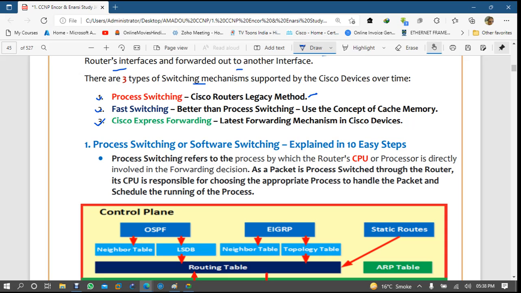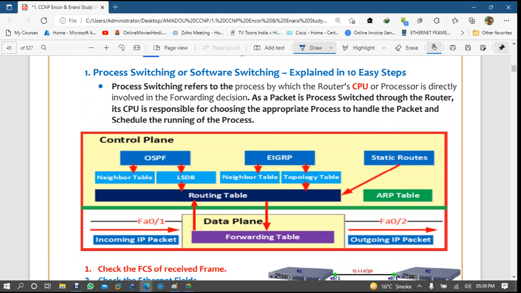So process switching is the oldest method, then fast switching came, which is better than process switching and uses the concept of cache memory; we will come to know it in detail. And nowadays we are using Cisco Express Forwarding, the latest forwarding mechanism in Cisco devices. Process switching and software switching are the same thing.